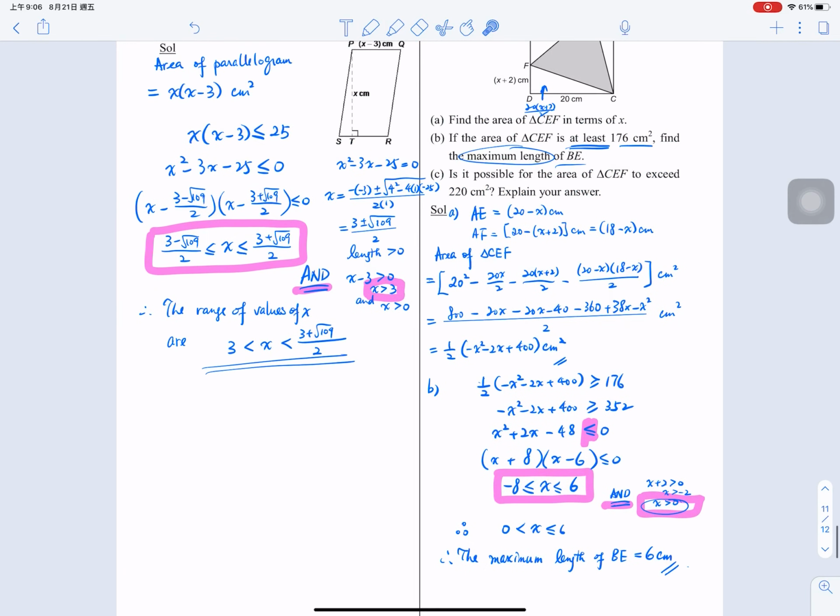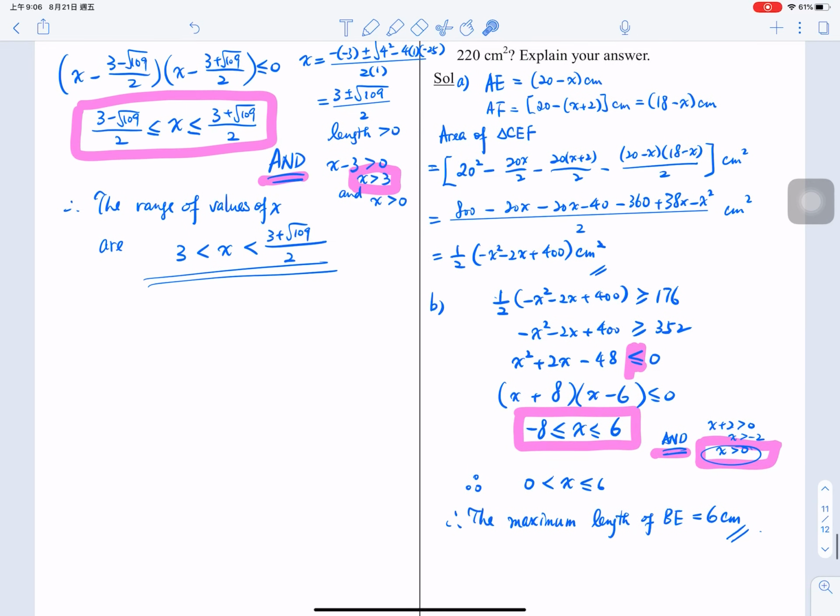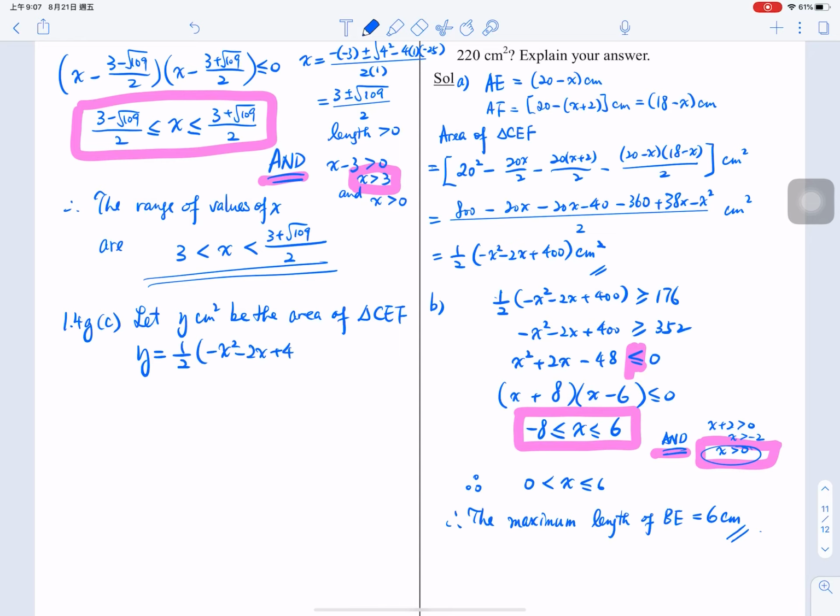We still have part C. Have a look. Is it possible for area of CEF to exceed 220 cm square? Explain your answer. Okay, this time, what do you think? Okay, question C. I let y cm square be the area of triangle CEF, and y we can write as 1/2 of negative x squared minus 2x plus 400, right?